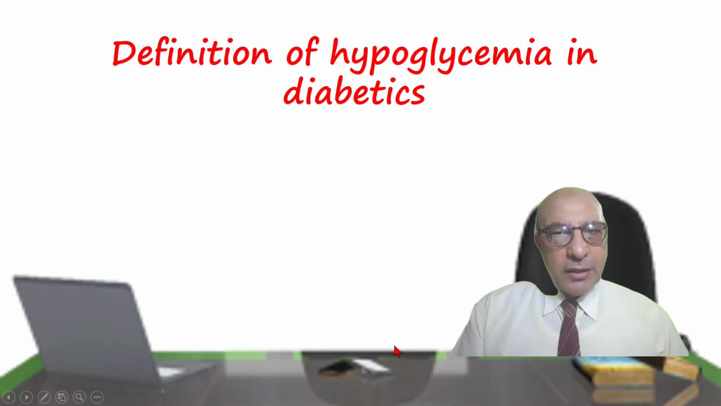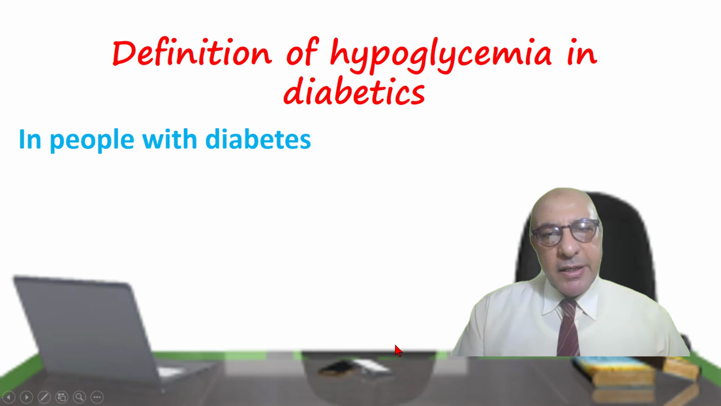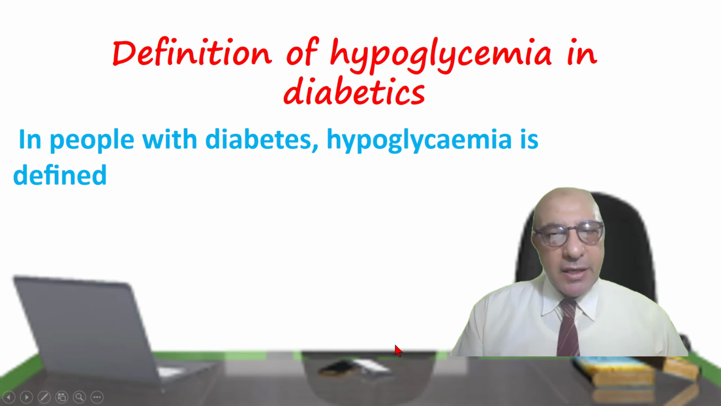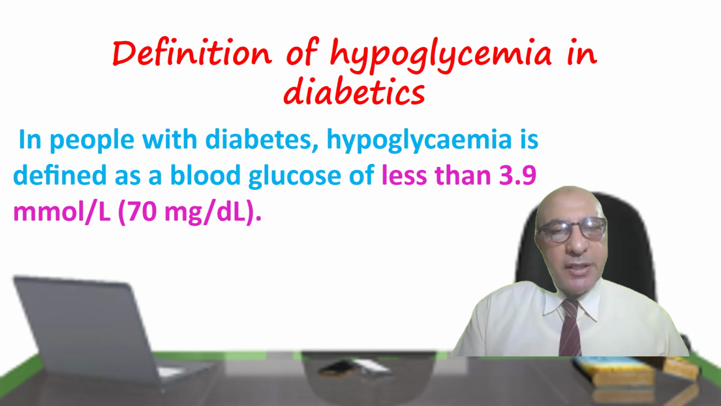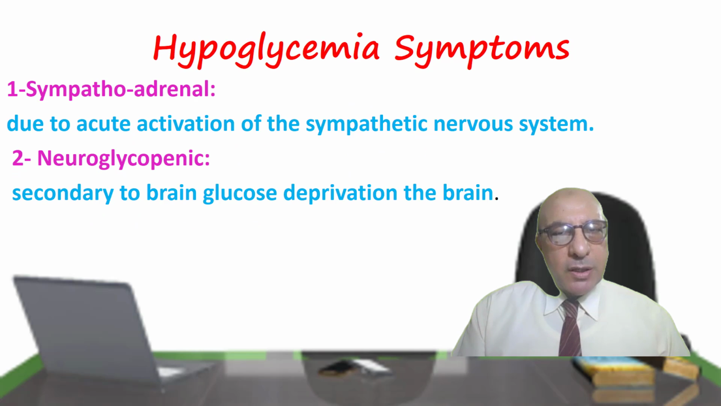Now, as for the definition of hypoglycemia in diabetics, it is agreed that if the blood sugar is less than 3.9 millimole per liter, which is equal to 70 milligram per deciliter, this is hypoglycemia. Now, what are the symptoms of hypoglycemia? We have two types of symptoms.